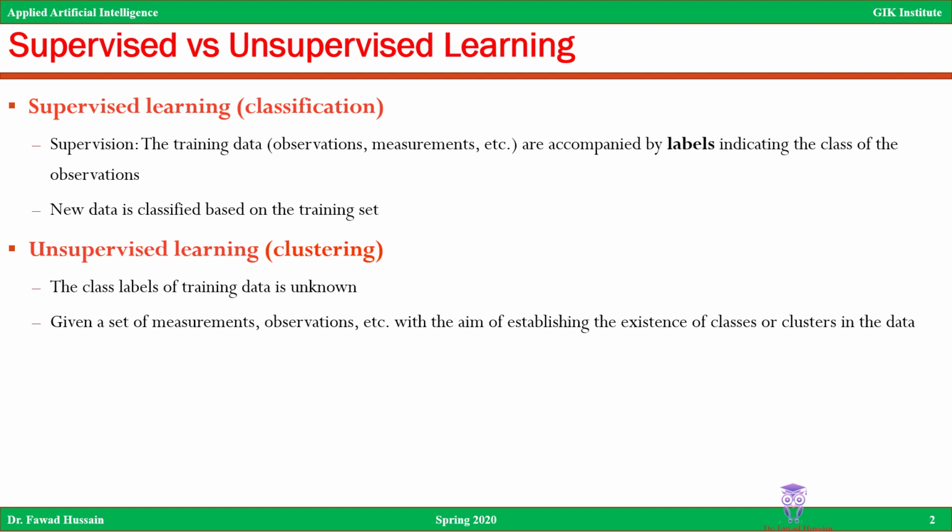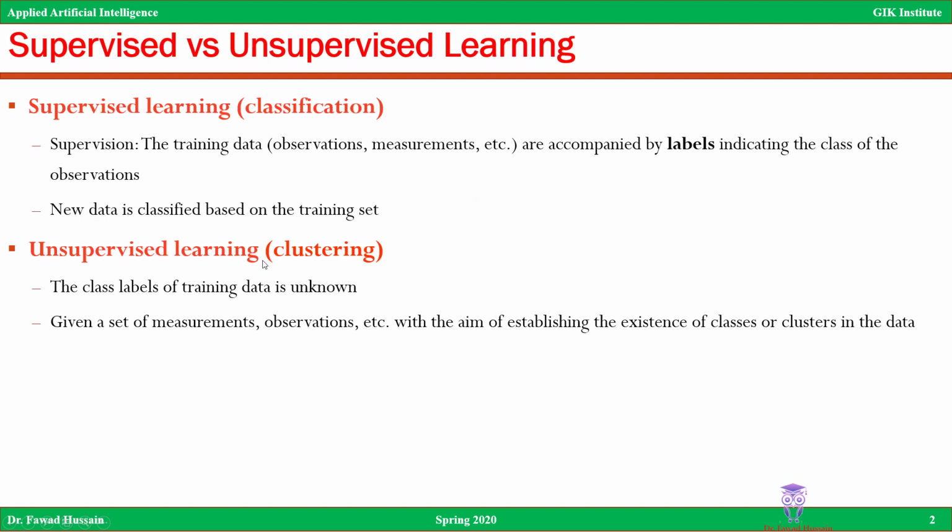Now the difference between unsupervised and supervised learning is that in the case of supervised learning, the training data, that's the observations and measurements, are also accompanied by a label. The label is important, and it indicates the class of the observation, and this forms the training data, and any new data that comes is then classified based on the training data. So we know all the labels, and the new data is just classified into one of the existing labels.